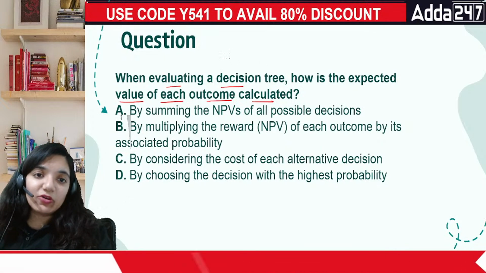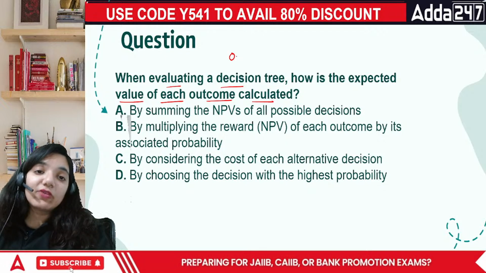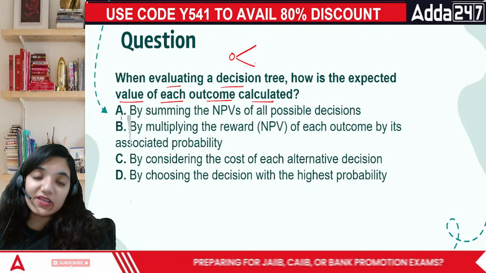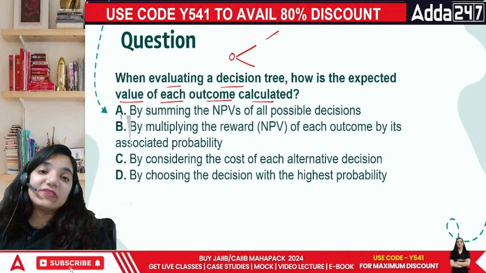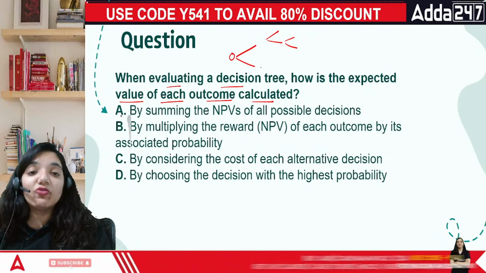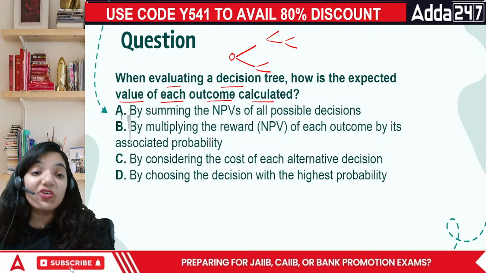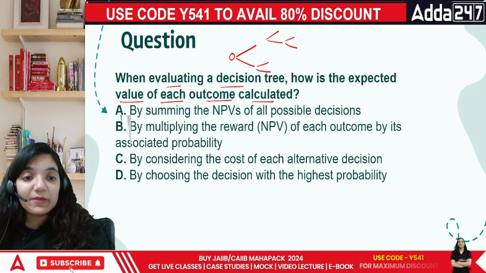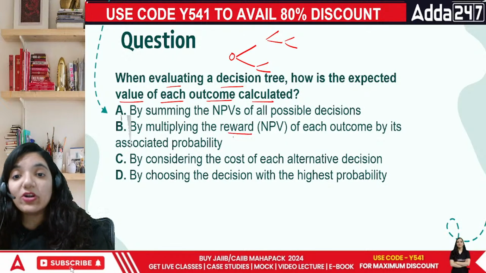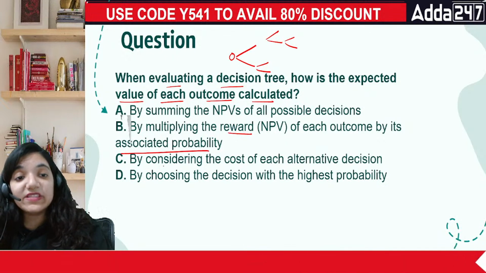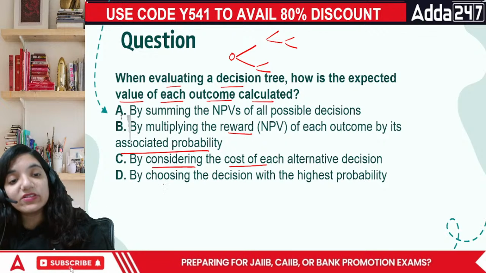Decision tree is basically what? You have probabilistic method. You look at this, if things happen, yes, if things happen, no, and if yes happens, these are the outcomes, and this is if no happens, these are the outcomes. Based upon this, they create branches. That is why it is called decision tree. So by summing up the NPV, by multiplying the reward of each outcome by associated probability, or considering the cost of each alternative, or choosing the decisions with highest probability.